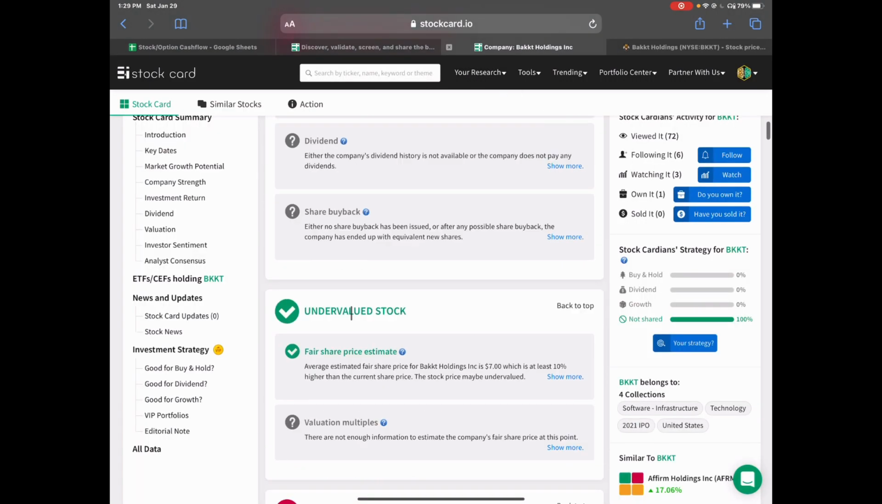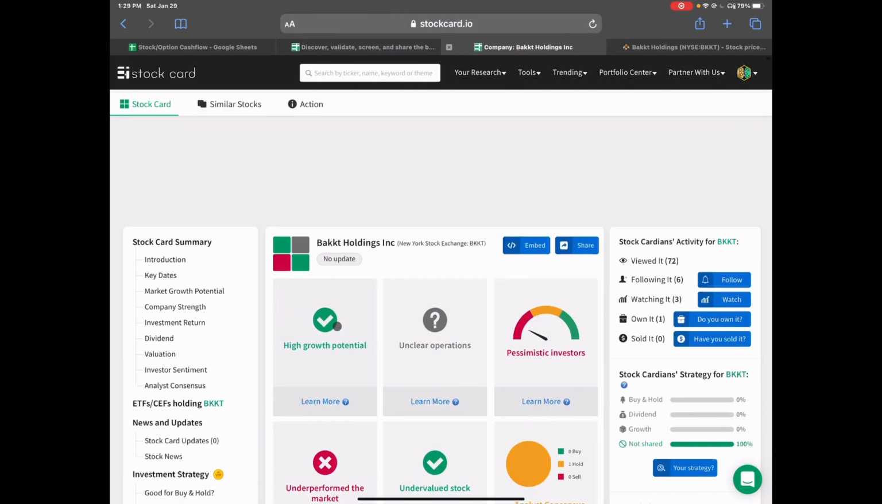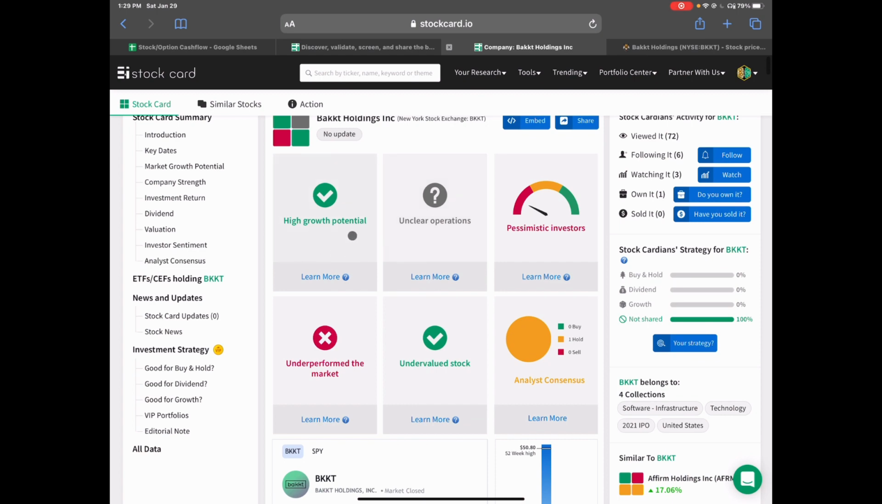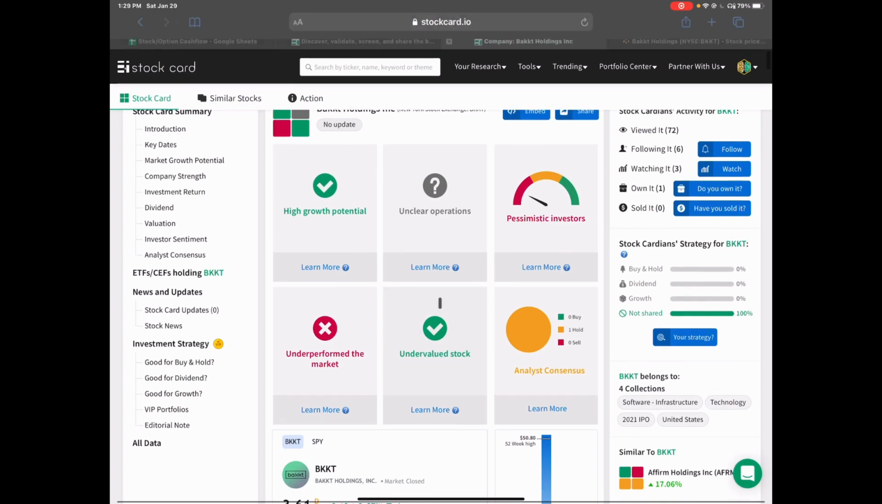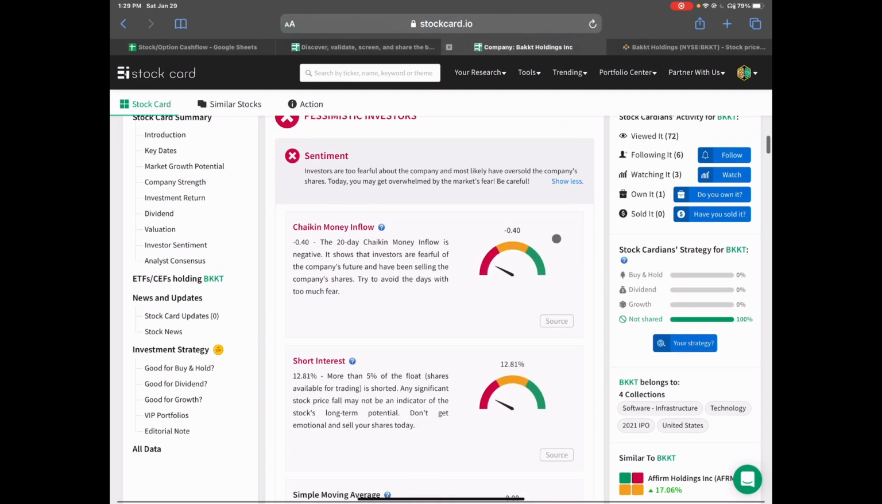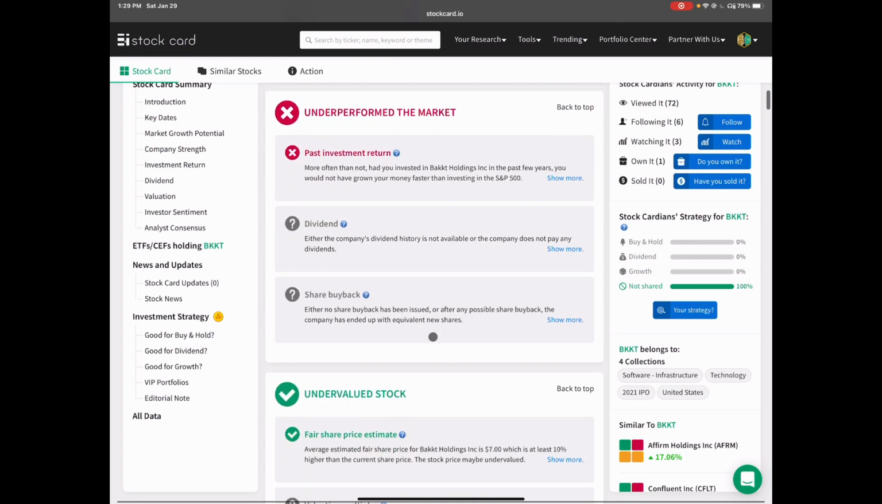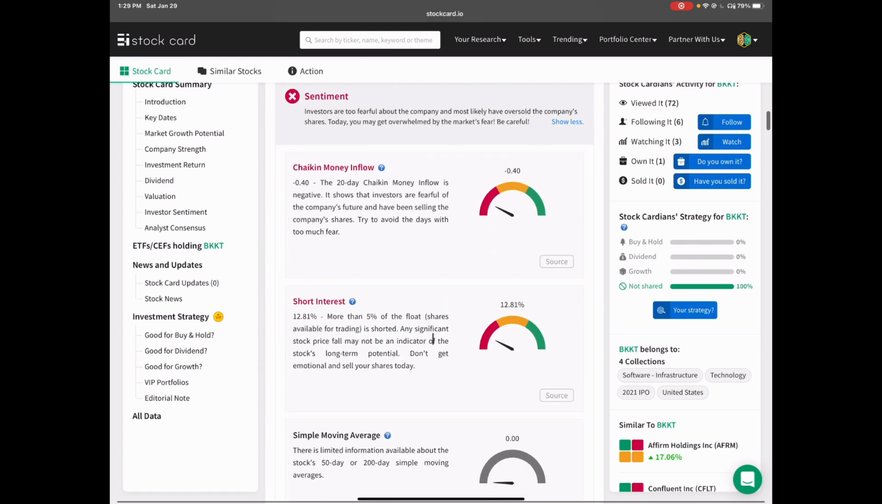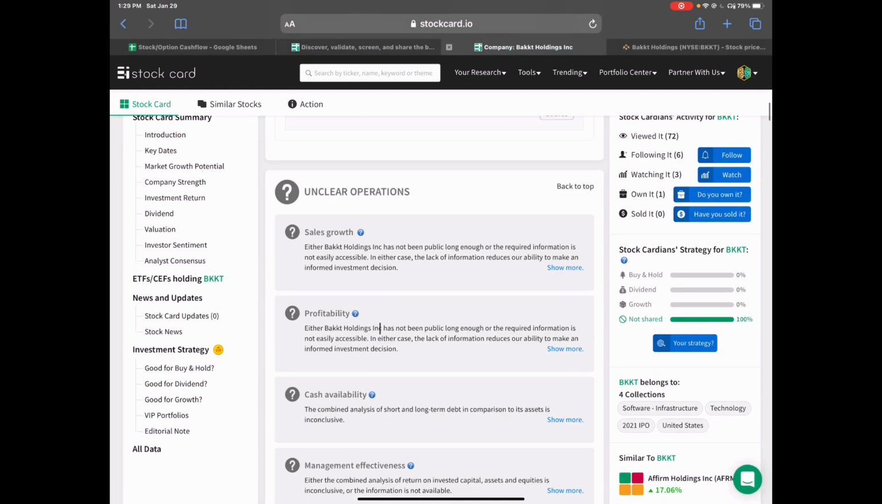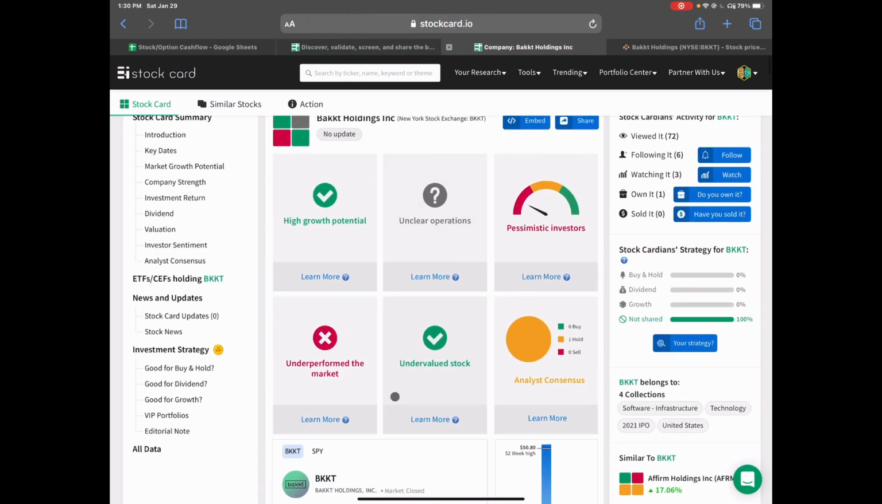I got two websites here. This is the one I pay for, so it gives me some really concentrated data. In this case, we've got high growth potential. It's unclear operations, and that's mainly because it's a SPAC, so it's relatively new. And very pessimistic investors, which is showing you that, one, there's a lot of selling pressure, and two, there's a huge short percentage. Almost 13% are shorting this stock, which is pretty insane. Which means they still think it has room to go down, and it's already at 3. So again, I get excited when I see stuff like this.